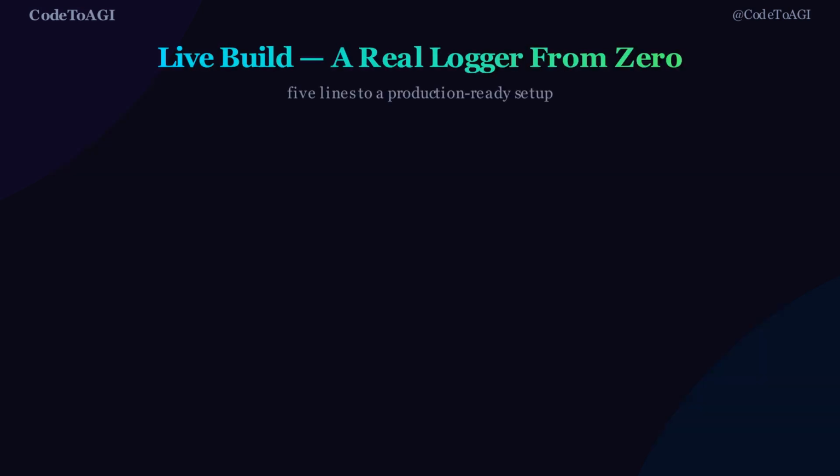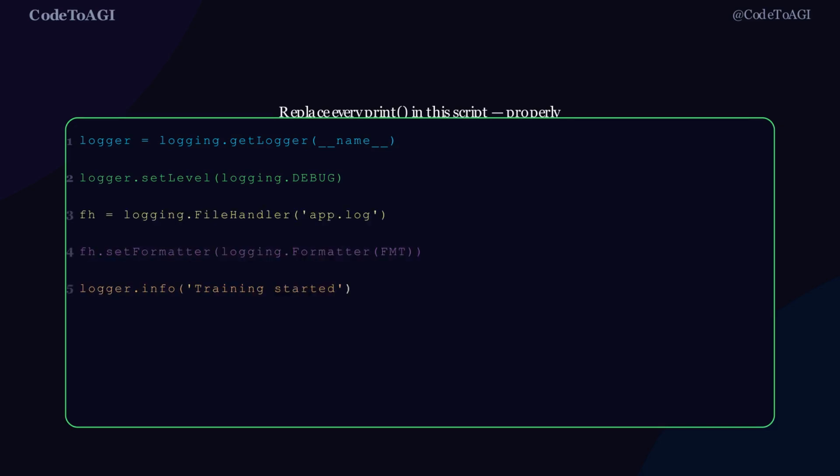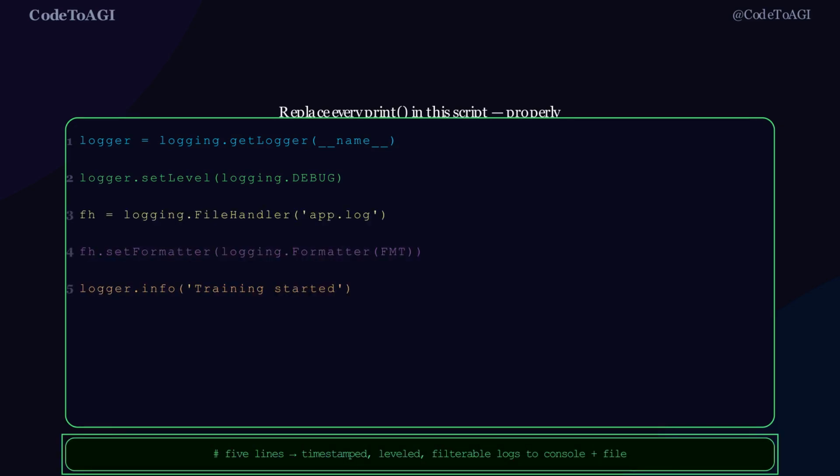Let's configure a real logger from absolute 0. Step 1, create the logger with getLogger. Step 2, set its level to debug. Step 3, attach a file handler for applog. Step 4, attach a formatter with a timestamp. Step 5, log your very first real message. 5 lines. 1 production-ready logger.